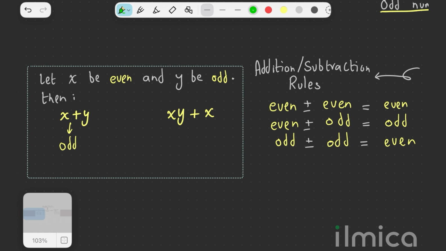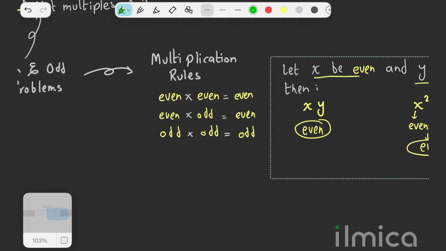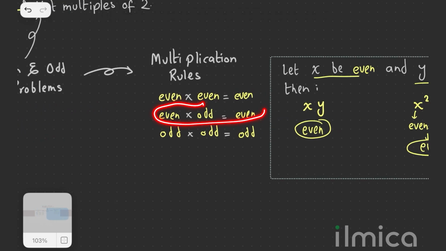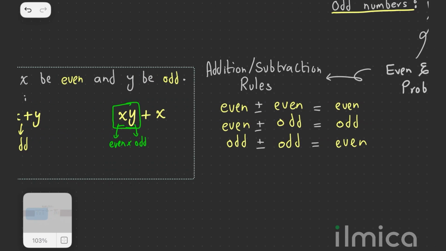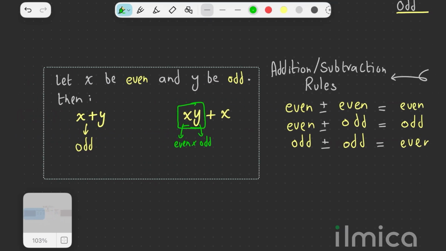What about this last problem? Well, you see, there is not just addition going on, there is also multiplication going on over here first. X, since that is even, times y, since that is odd. We recall one of the rules that we studied earlier about multiplication. Remember that when we multiply an even number with an odd number, we get an even number. As a result, coming back over here, the multiplication of this should give us an even number.